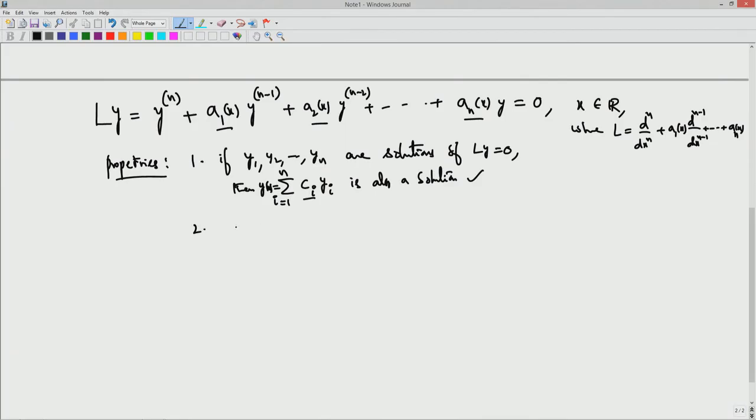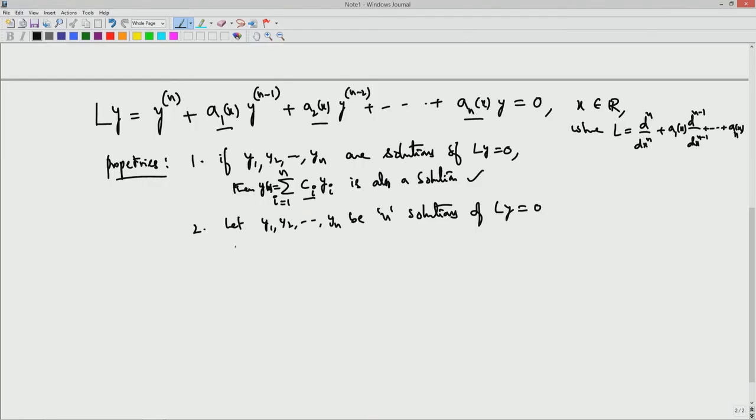The second one is, if you are given n solutions, let y1, y2, ..., yn be n solutions of Ly equal to 0.